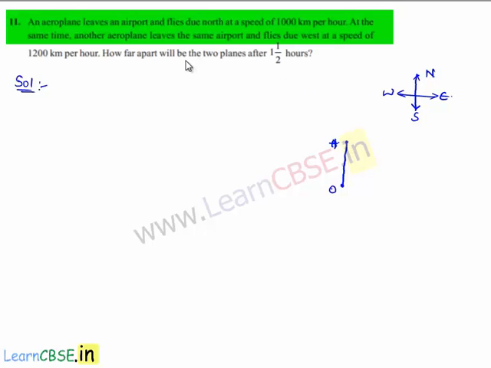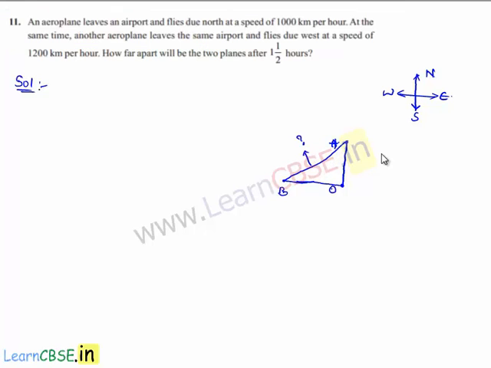Now he again says that another aeroplane leaves the same airport, that is point O, and flies due west at a speed of 12 km per hour. So after 1.5 hours, let us assume that the second aeroplane is at D. Now he asked what is the distance between the first and second aeroplane, that is AB. We know that north direction is perpendicular to west direction, so we can say OA is perpendicular to OB.